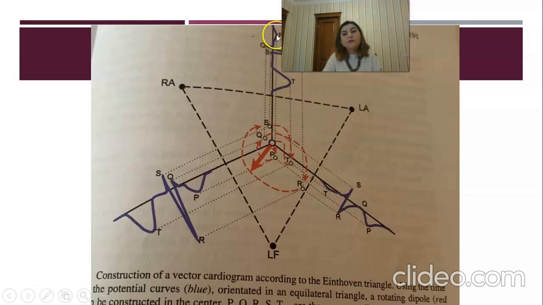For instance, the P wave corresponds to excitation of atria, and QRS corresponds to excitation of ventricles, and the repolarization represents the T wave. Restarting of these processes corresponds to the point of T.